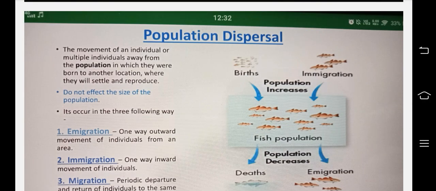Population dispersal is the movement of an individual or multiple individuals away from the population in which they were born to another location where they will settle and reproduce. It does not affect the size of the population. It occurs in 3 ways: emigration, immigration, and migration.